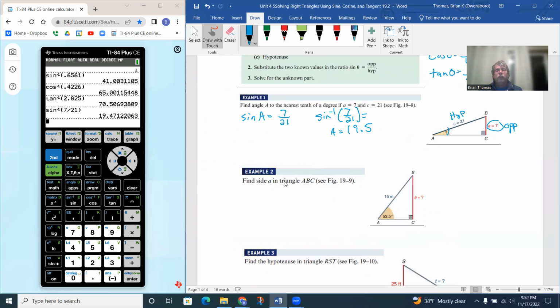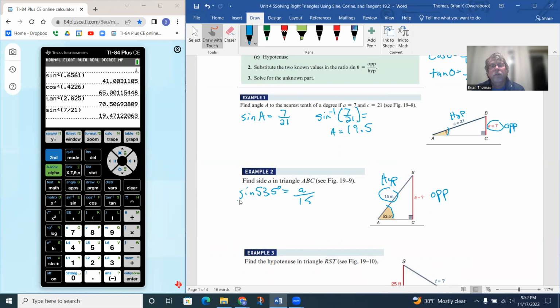So example 2 says find side a in triangle ABC. Again, notice how we have angle A this time, and notice how side a is opposite, and the 15 is the hypotenuse. So again, that fits into the category of sine. So the sine of the angle 53.5 degrees is going to equal the opposite side, which we don't know, that's going to be a, over the hypotenuse, which is 15.